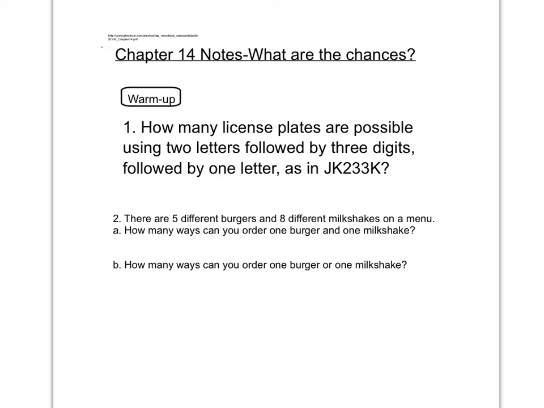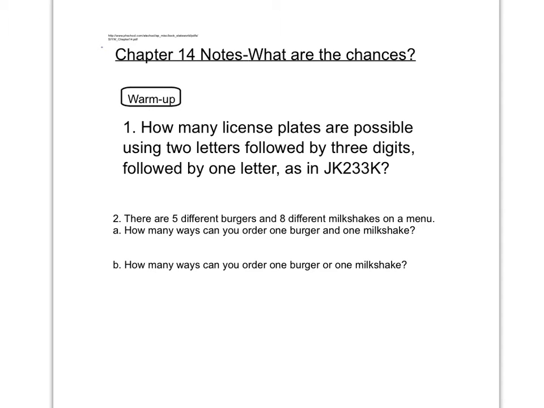Anyway, take a few minutes and try the warm-up on your own, and then I'll go over answers, but you can also check with your table partner if you want to verify first. So again, take a few minutes, answer the 2 warm-up questions, and I will go over answers.